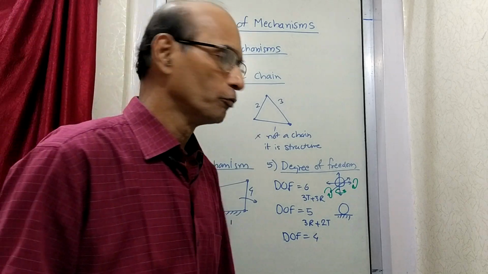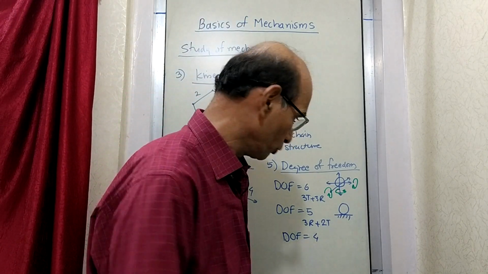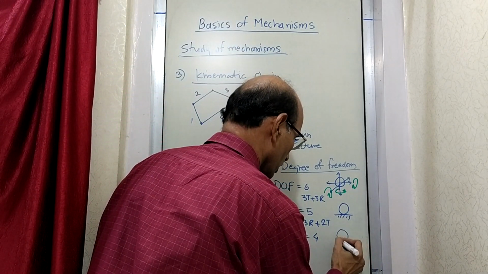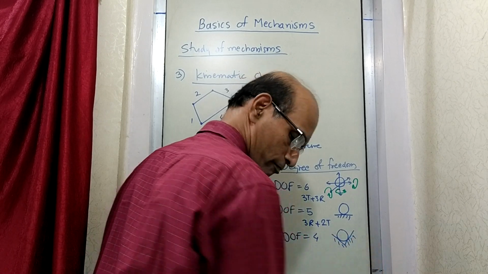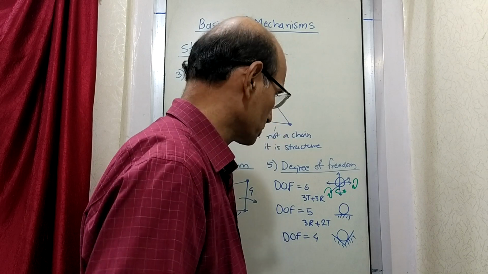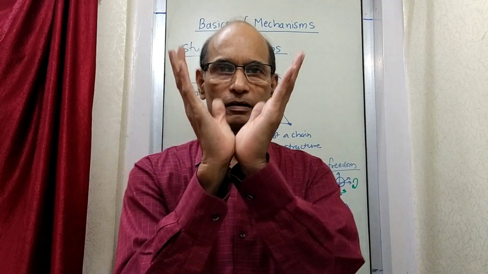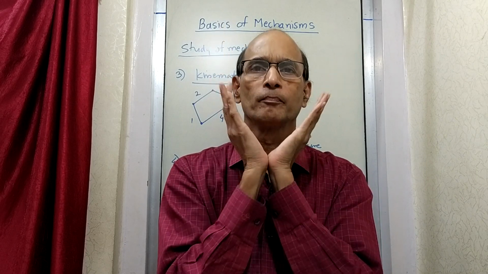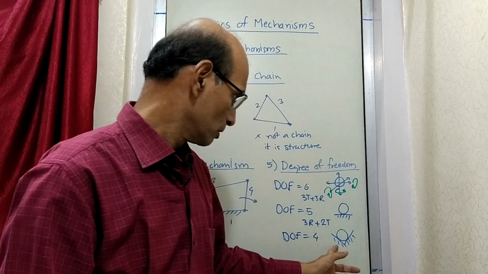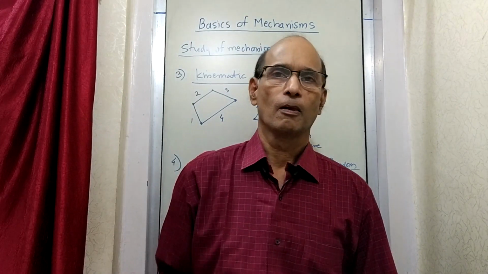Example of DOF equal to 4. Now what we do is, we show the same ball in a V groove. Now you know what is a V groove. In the machine workshop, you have seen V blocks, like a V shape. So in the V groove, you are placing a ball.